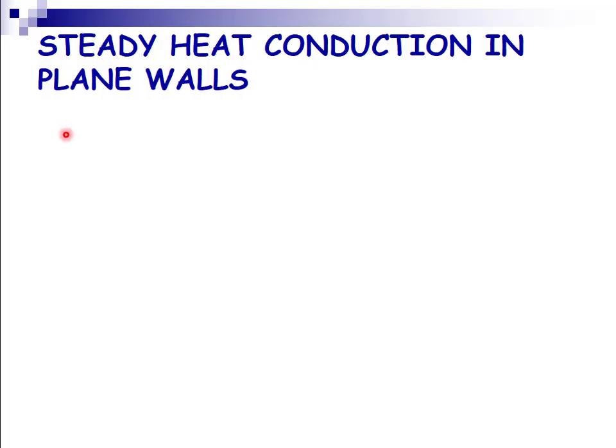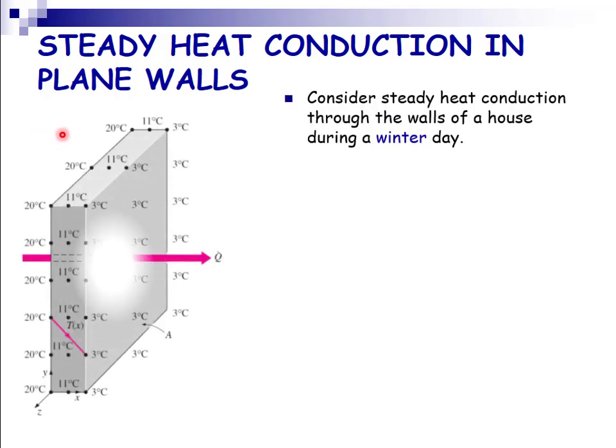For consideration of a steady heat conduction in a plane wall, we can start with an example. Imagine a house in winter. As you may know, we have heat loss through the wall of the house from inside to outside. This is because of the temperature difference on two sides of the wall.